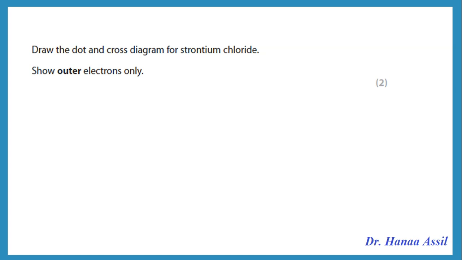Draw a dot and cross for strontium chloride. Again, remember, before you draw dot and cross, the first thing you need to ask yourself, is it ionic or covalent? Are they going to share, or one of them is going to lose and the other gain? So, of course, strontium is in group 2, it's a metal. Chlorine is in group 7, it's a non-metal. So, the metal loses, the non-metal gains. Strontium is in group 2, so it's going to lose 2 electrons. Each chlorine atom needs one more to form a chloride ion. So we have 2 chlorines to gain the 2 electrons from the strontium.